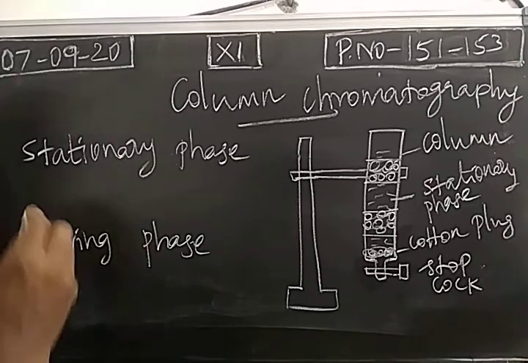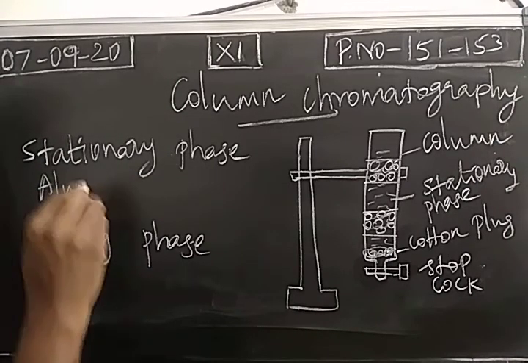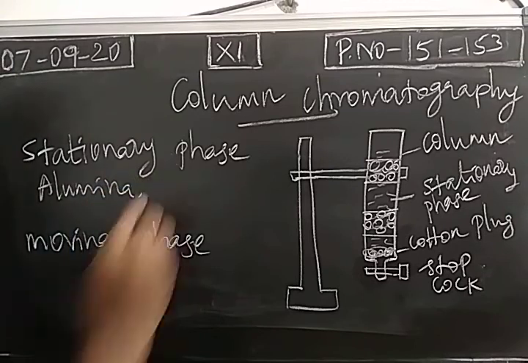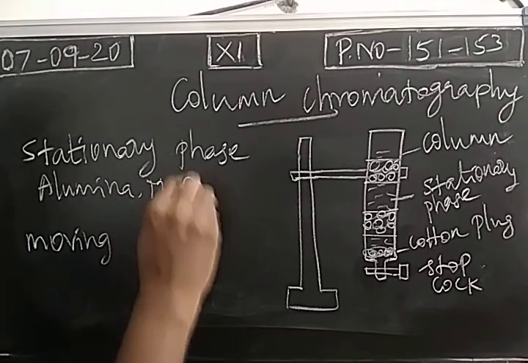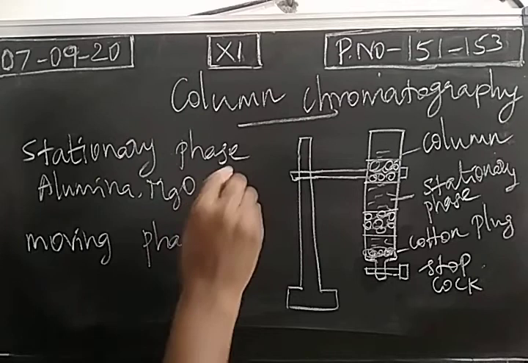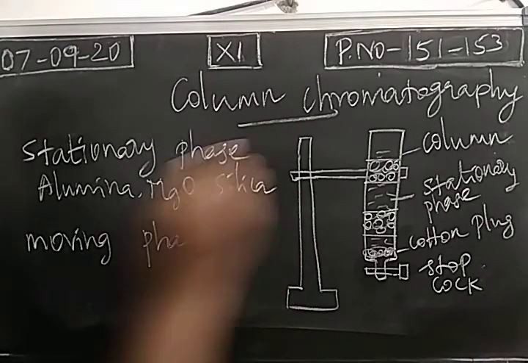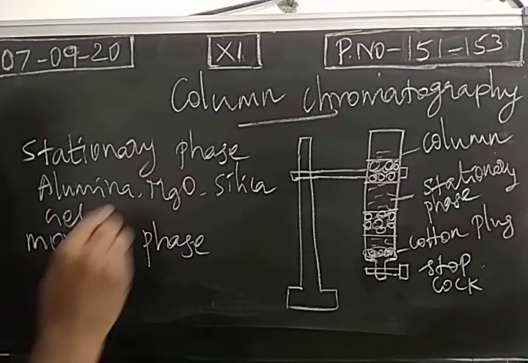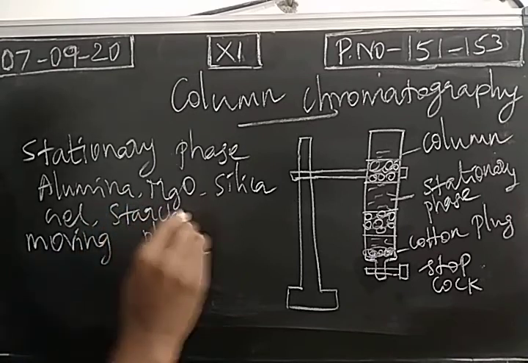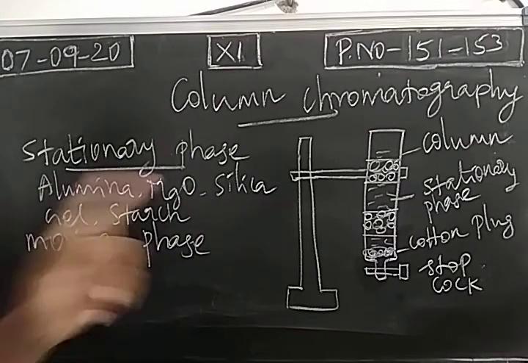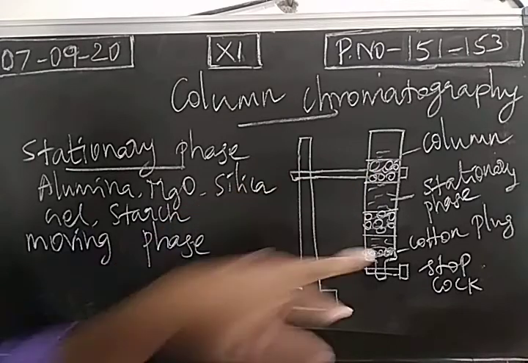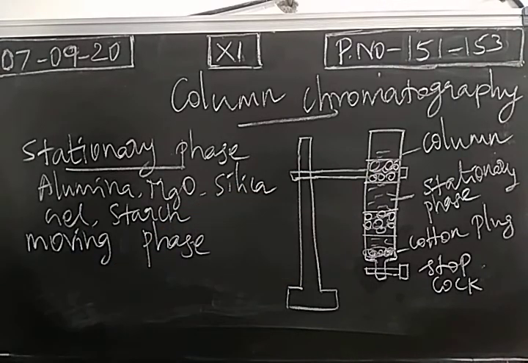The stationary phase may be alumina, or magnesium oxide, or it may be silica gel, or it may be starch. Any one substance will be packed in that. So this is called a stationary phase.